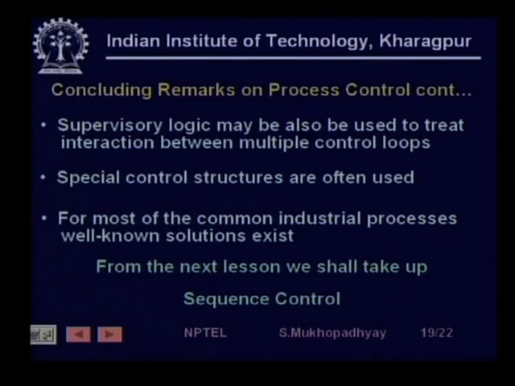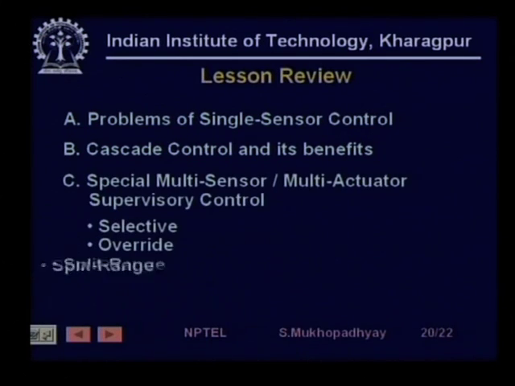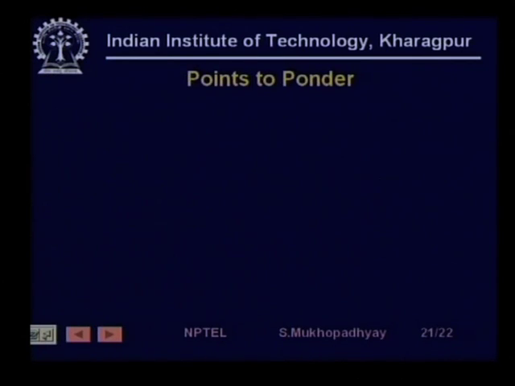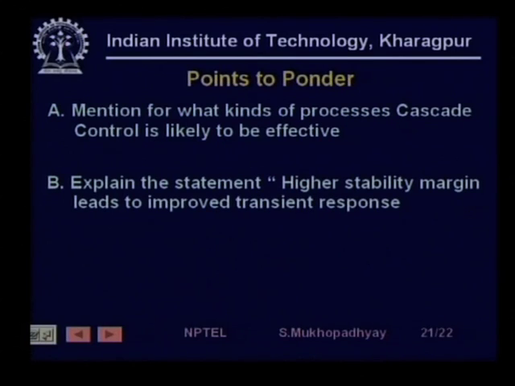So, that brings us to the end of the process control module. From the next lesson we shall take up sequence control, and coming to a lesson review, we have seen problems of single sensor control, cascade control, and multi sensor multi actuator control in the form of selective override and split range. Points to ponder: you mentioned for what kind of processes cascade control is likely to be effective. So, take some examples and examine how the two subsystems should be such that process control is effective.